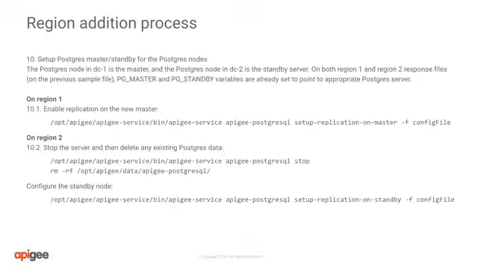Next, we stop the new Postgres server in region 2 using apigee-service. Once the server is stopped, we delete all data in the /opt/apigee/data/apigee-postgresql directory. Finally, we configure the standby node, again using the apigee-service command, but this time passing it the setup-replication-on-standby option and the region 2 configuration file.